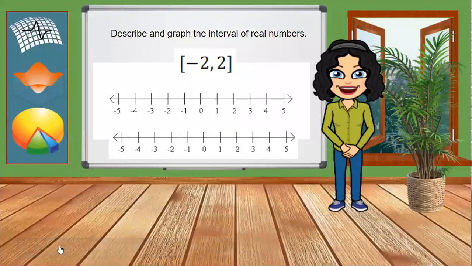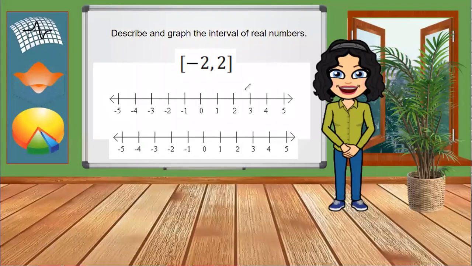And then our last example, we have -2 to 2, a closed interval. So we want -2 and 2 are included in our closed interval. So we're going to put solid circles at -2 and +2. And then we're going to shade in between.